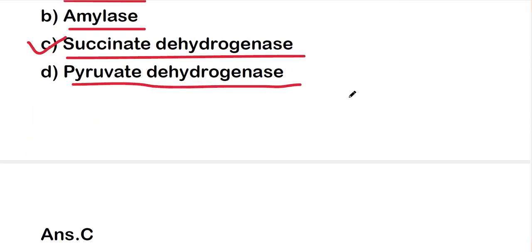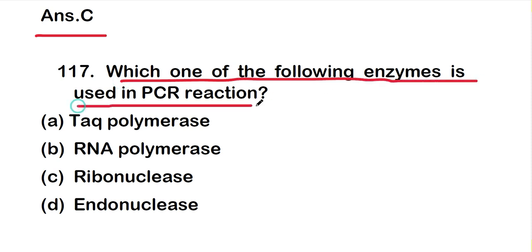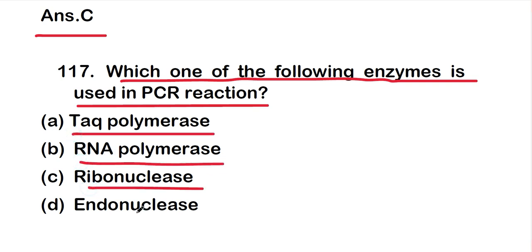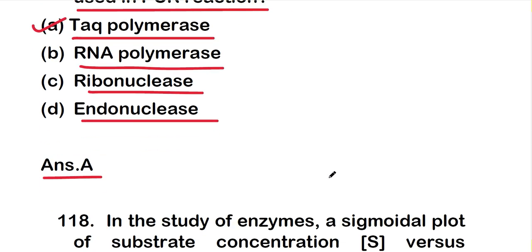Okay, so next question, which one of the following enzymes is used in PCR reaction? And the options are Taq polymerase, RNA polymerase, ribonuclease, endonuclease. And the right one is option A, that is Taq polymerase. Taq polymerase is used in PCR reaction.